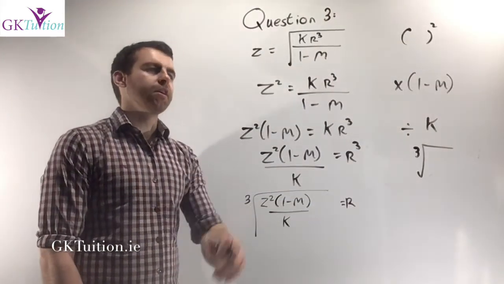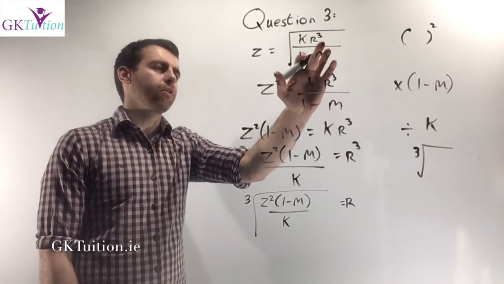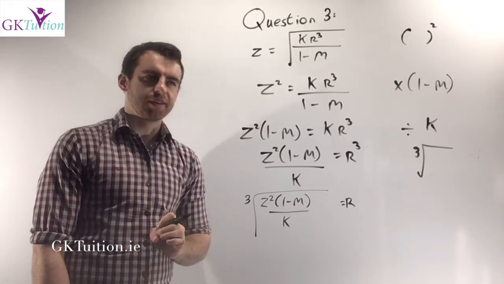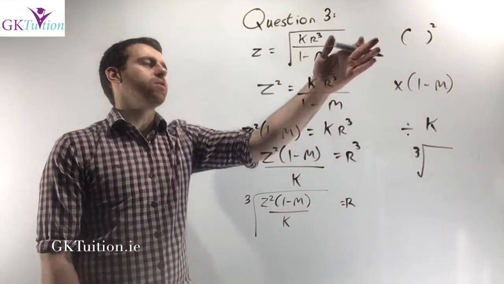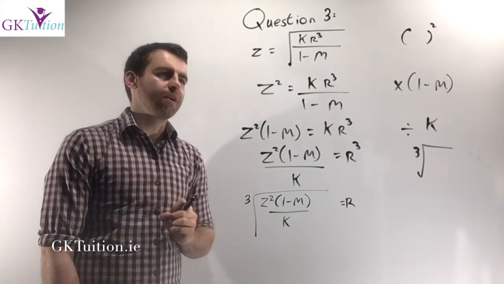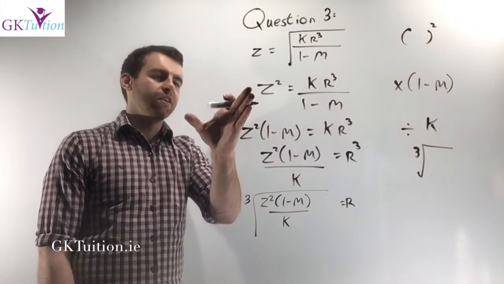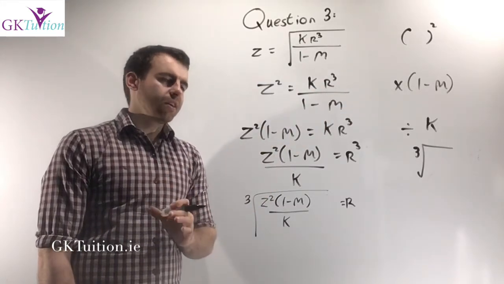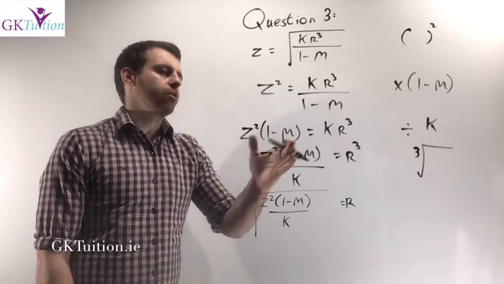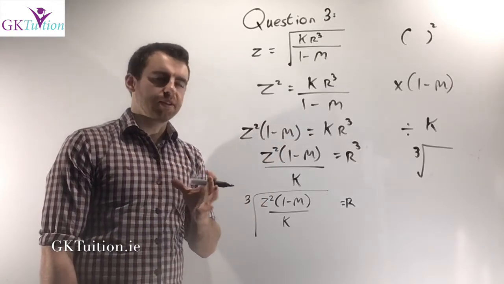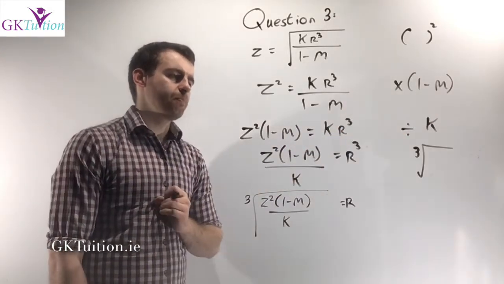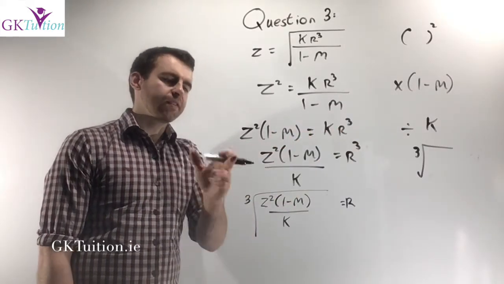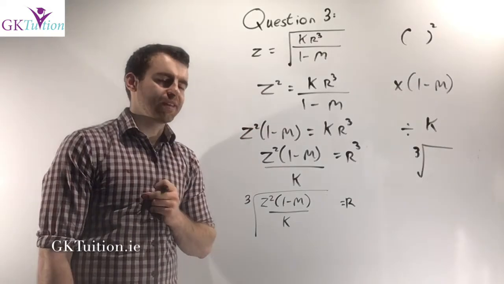Okay, in the third question here, we had z equals the square root of kr cubed over 1 minus m. And I asked you to make r the subject of the equation. The first thing I've done here is I've squared both sides in order to eliminate the square root. So the left hand side becomes z squared, and the right hand side the square root is gone. Then I decided to try and eliminate my fraction. In order to eliminate the fraction, you multiply by the denominator, which is 1 minus m. When you multiply the right hand side by 1 minus m, the fraction is gone, and the left hand side becomes z squared times 1 minus m.